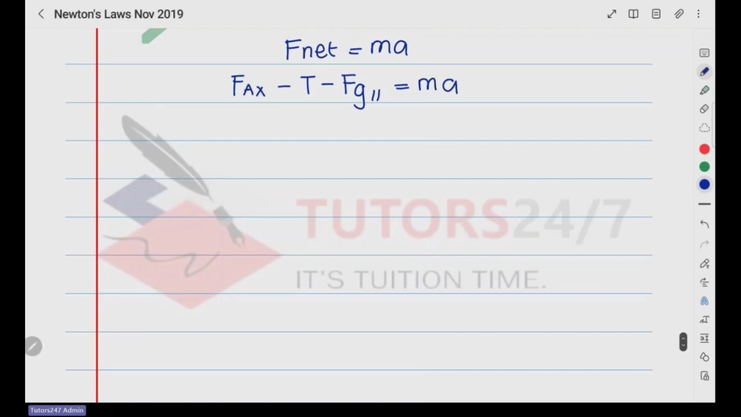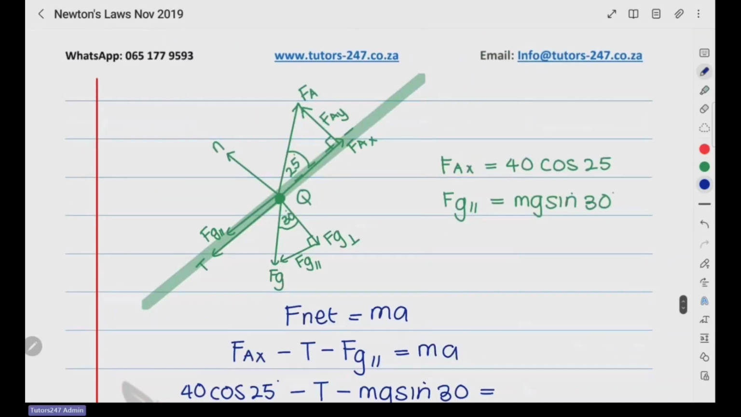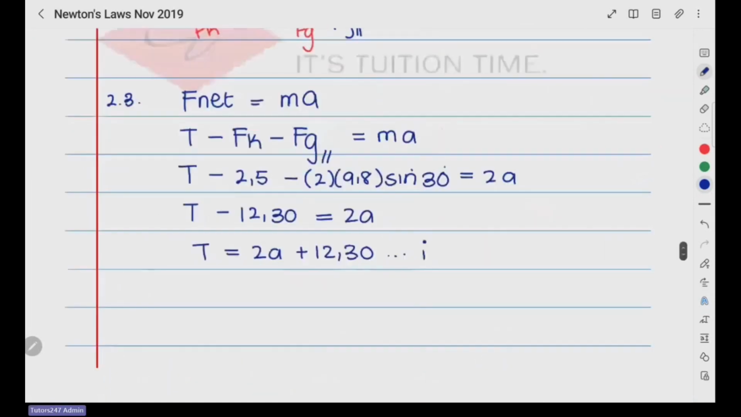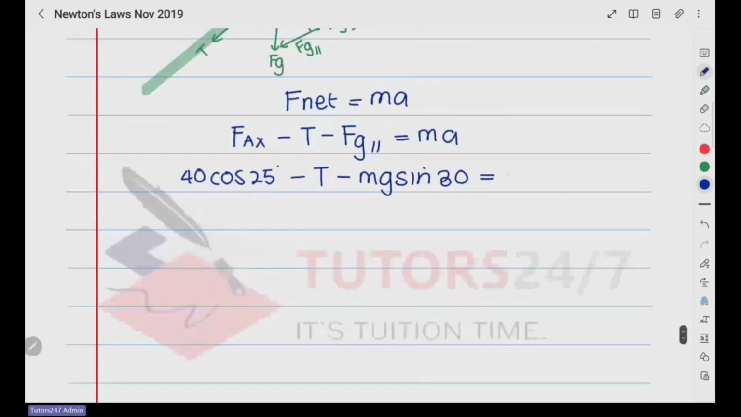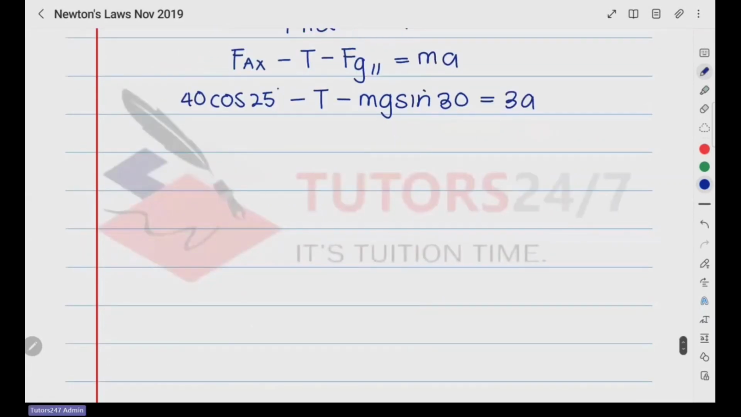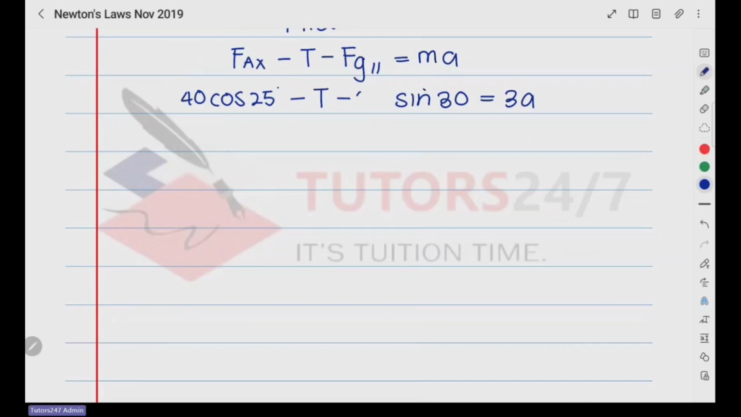Perfect. Now we need to substitute. So FAX we know is 40 cos of 25 minus tension minus FG parallel, which is mg sine of 30, equals mass, which I think is 3. Yeah, 3 kgs, times acceleration. From here, we can substitute mg. So let's do 3 times 9.8.